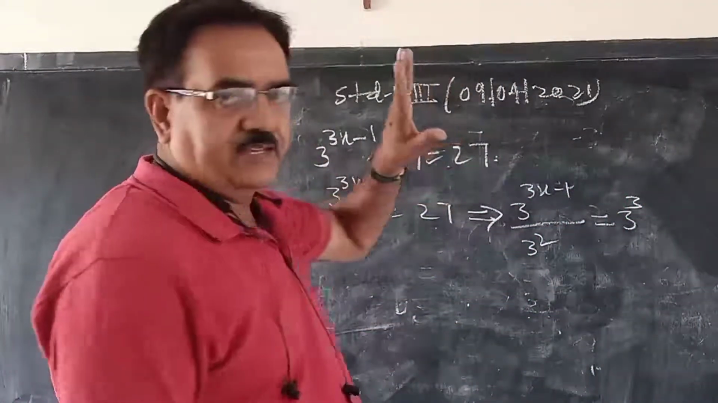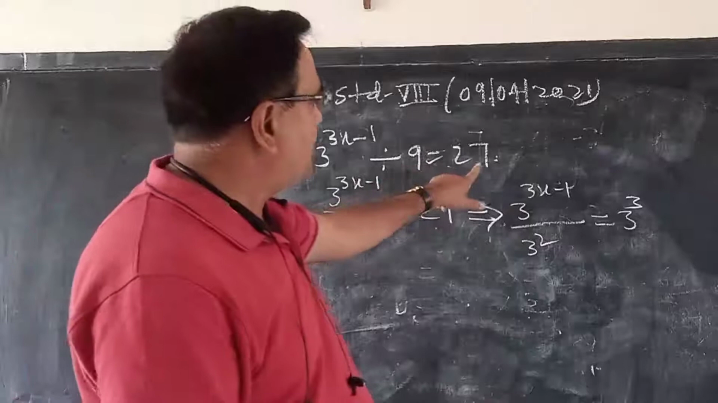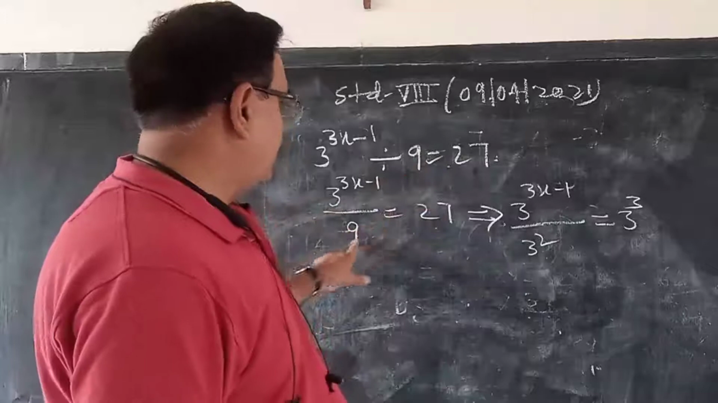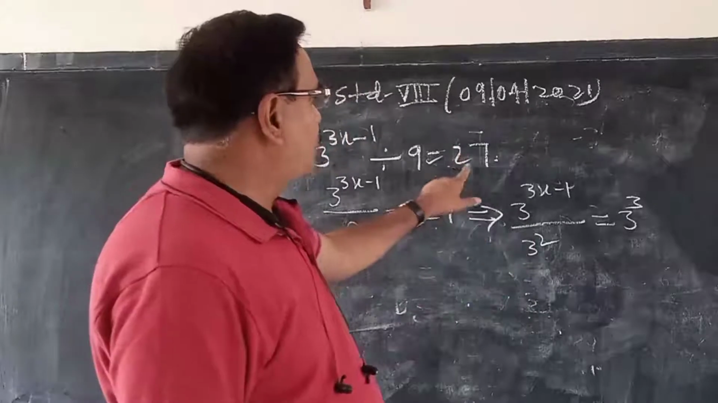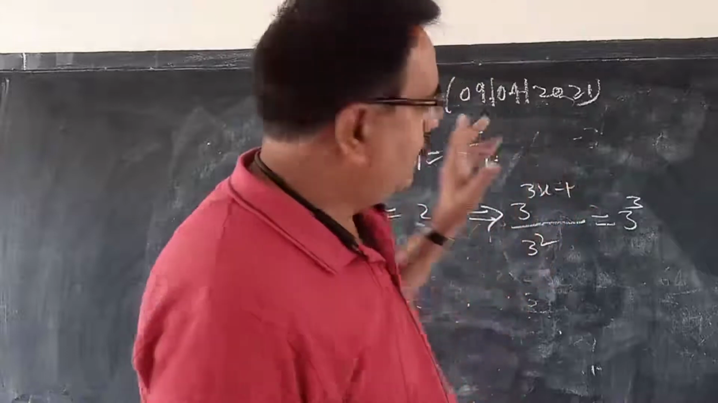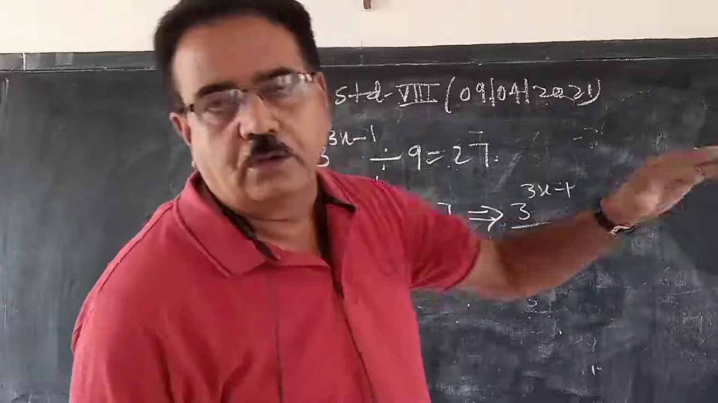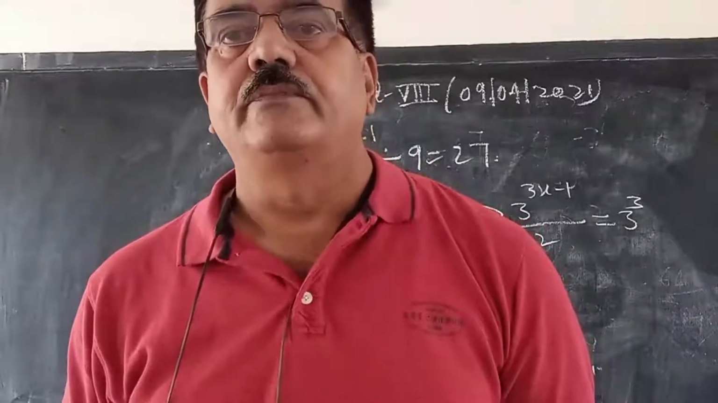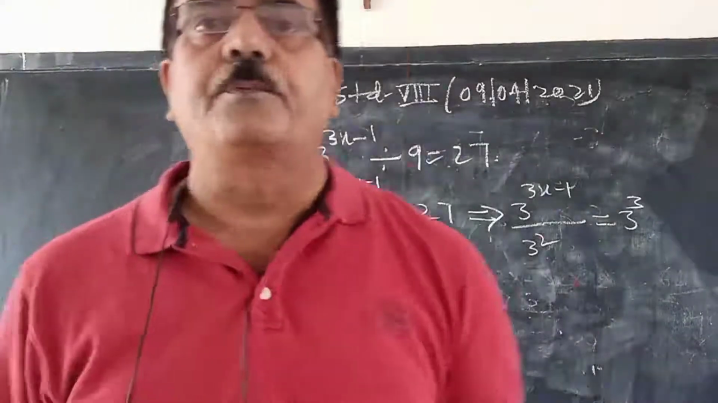Once again, we have to make the same base. So here the base is 3. We make 9 the same base 3, and 27 also the same base 3. Then we know 3 square is equal to 9, so we can write 3 square. And 3 cube is 27. Now the same base and there is a division sign. What to do? When the same base has a division sign, then the powers will be subtracted. So subtract the powers by using the law of exponents.